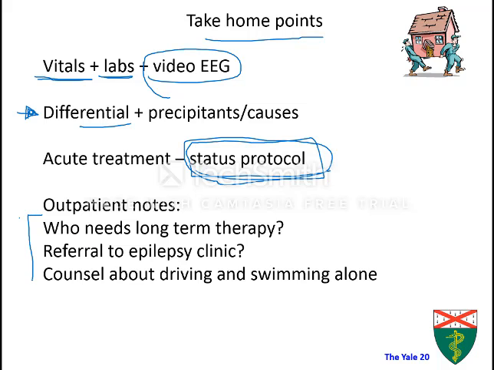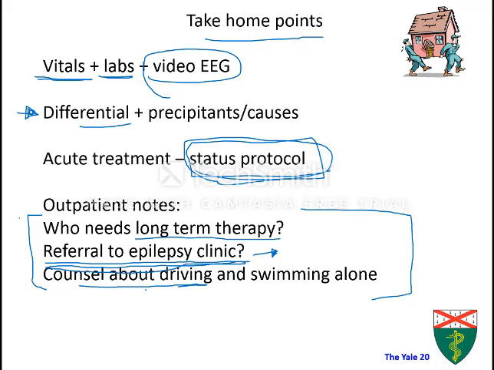I think it's also important to touch on things that we didn't get to speak about earlier, but really, who needs long-term therapy? You can refer them. We actually have a first seizure clinic that you can refer people to, for people who might not need long-term therapy, and they can follow up there and discuss if they're able to come off AEDs, if you're worried about them, or if they need to continue it. Also, it's very important to counsel your patients about driving and swimming alone if you're worried about them having recurrent seizures. So these are just some other thoughts that you can read about more and learn about.